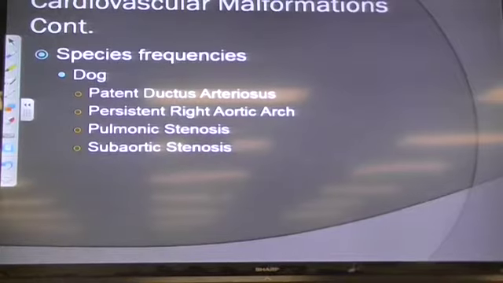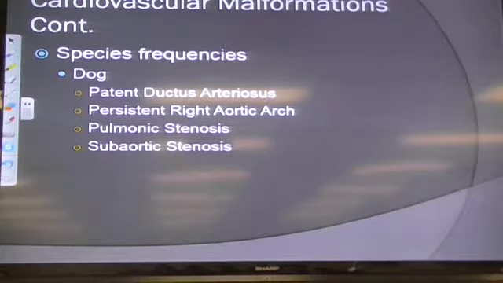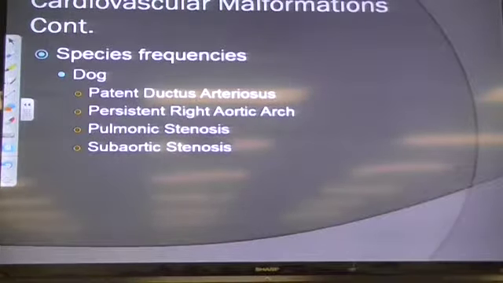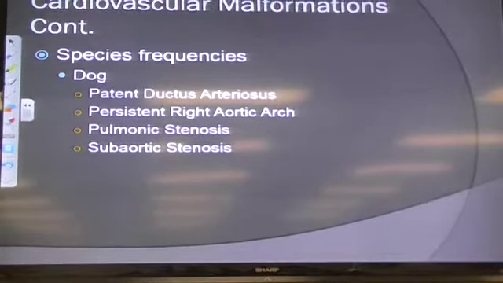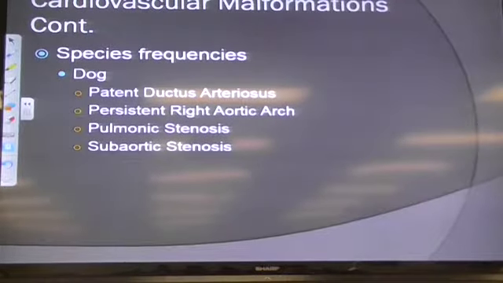So we're going to talk about the species frequencies in which you see these congenital malformations. In dogs, the most common thing you're probably going to see is a PDA, or patent ductus arteriosus. Do y'all know what that is, or what the normal counterpart of that is in utero?